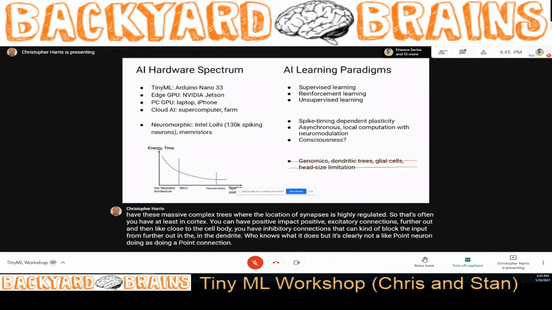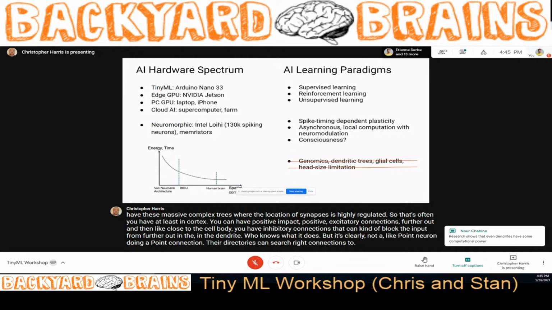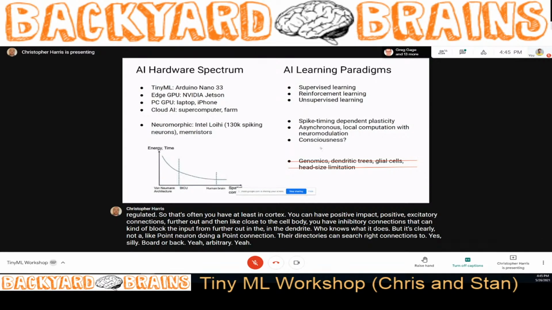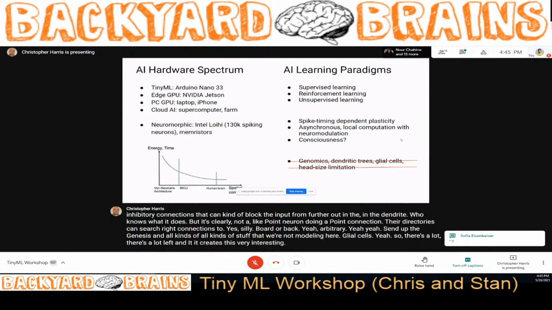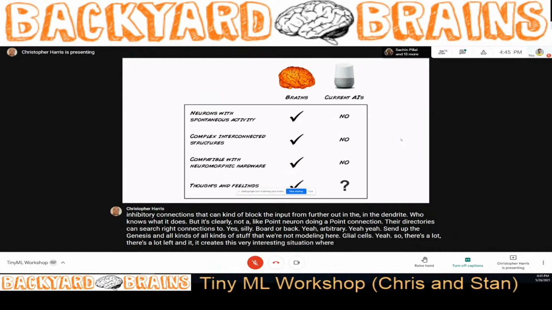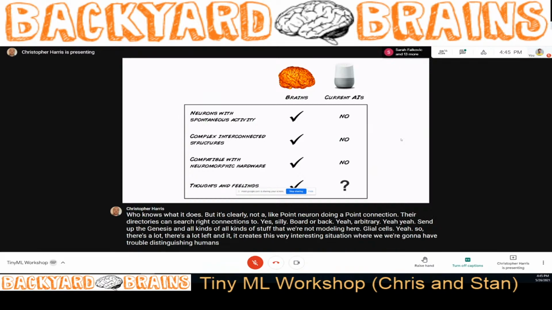Not only that, but their dendritic trees can search for connections to other nodes that aren't necessarily forward or back. They can be arbitrary. Yep. You have synaptogenesis and all kinds of stuff that we're not modeling here. Glial cells. So there's a lot left, and it creates this very interesting situation where we're going to have trouble distinguishing humans from robots eventually, I think.